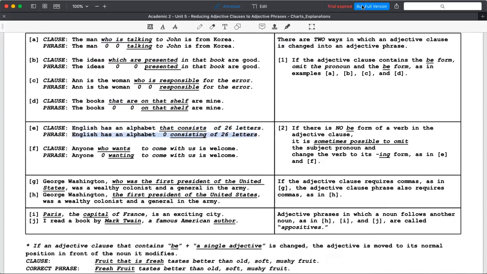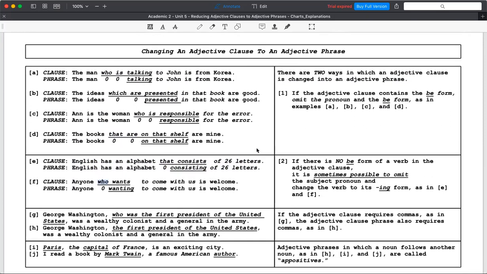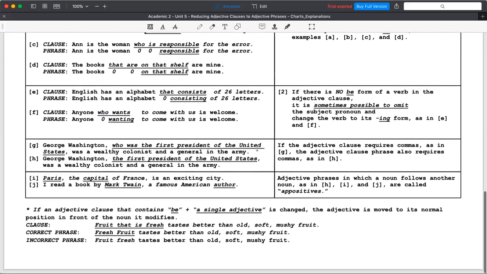So far, so good? No questions? So make sure that you eliminate the pronoun to create a phrase. Why are we doing this? From two simple sentences, you were able to create adjective clauses. Now, from adjective clauses, you create adjective phrases. We need to do that specifically to have better and more varied structures in your communication.